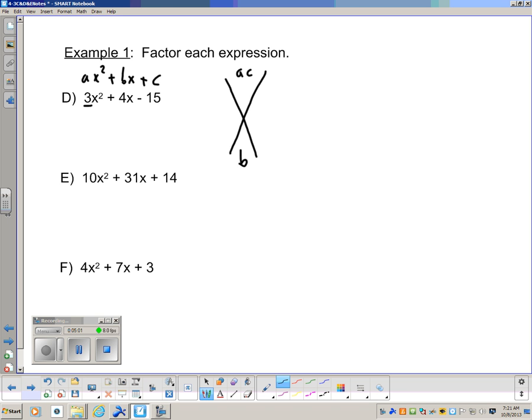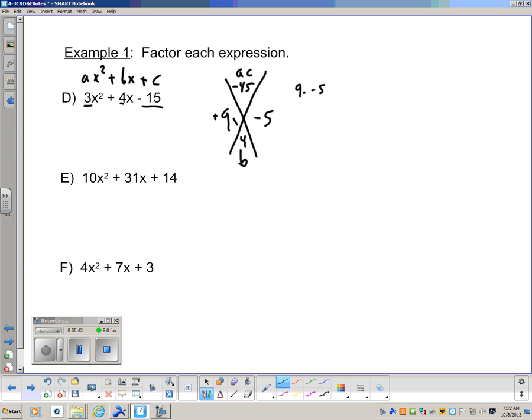Our C ends up being negative 45, and our B here ends up being 4. Two numbers that multiply to give us negative 45 and add to give us 4. Because we have to get a positive 4 in the middle, we know we're going to need a negative and a positive. So I'm going to think through this. A 9 times a negative 5 will give me a negative 45 and add to give me 4. Notice the bigger number is going to be my positive, and the smaller number will be my negative.